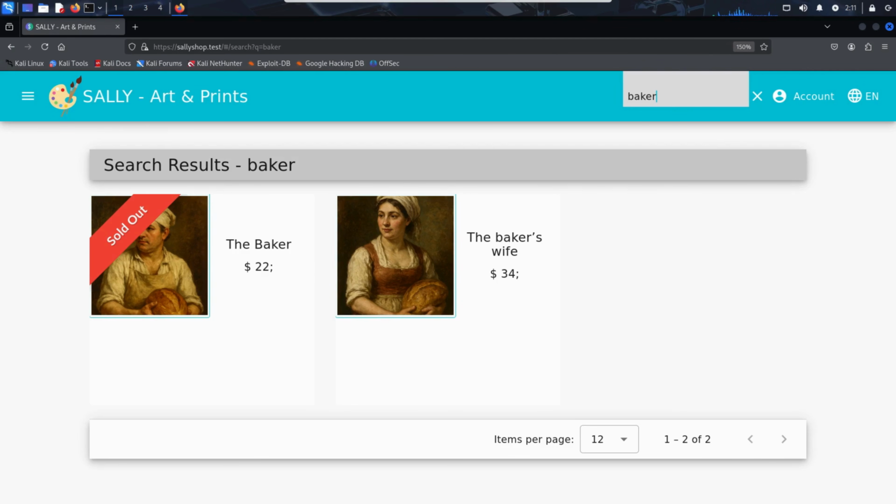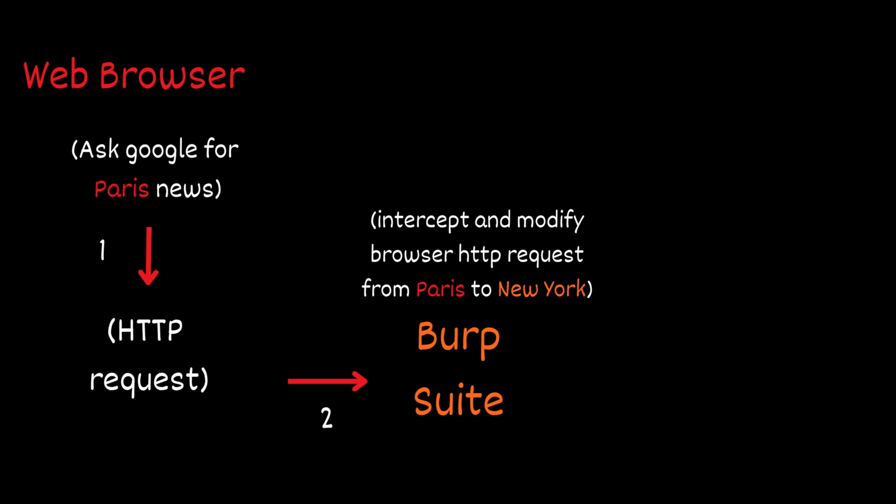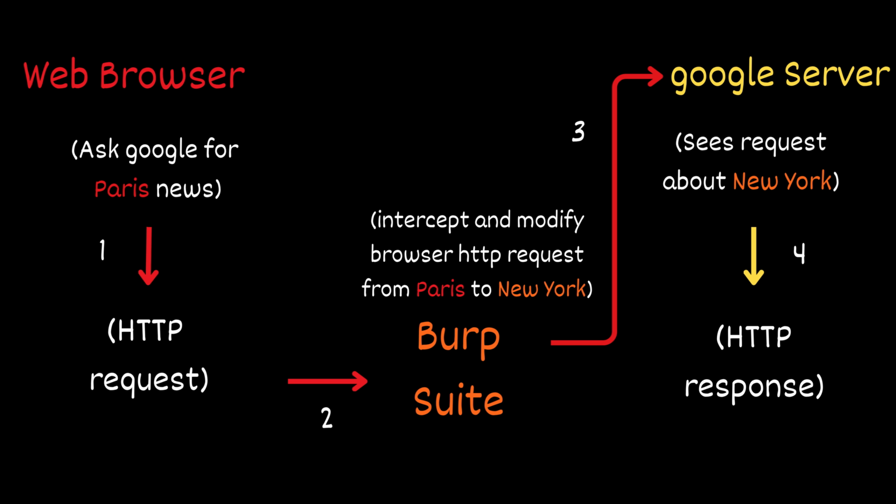Now here's the thing. Search boxes like this are one of the most common entry points for vulnerabilities, especially SQL injection. Kim knows this, so he fires up Burp Suite, activates the proxy, and gets ready to look under the hood. We've already explored Burp Suite in a previous video. If it's new to you, don't worry. Just check out that episode first to get up to speed.